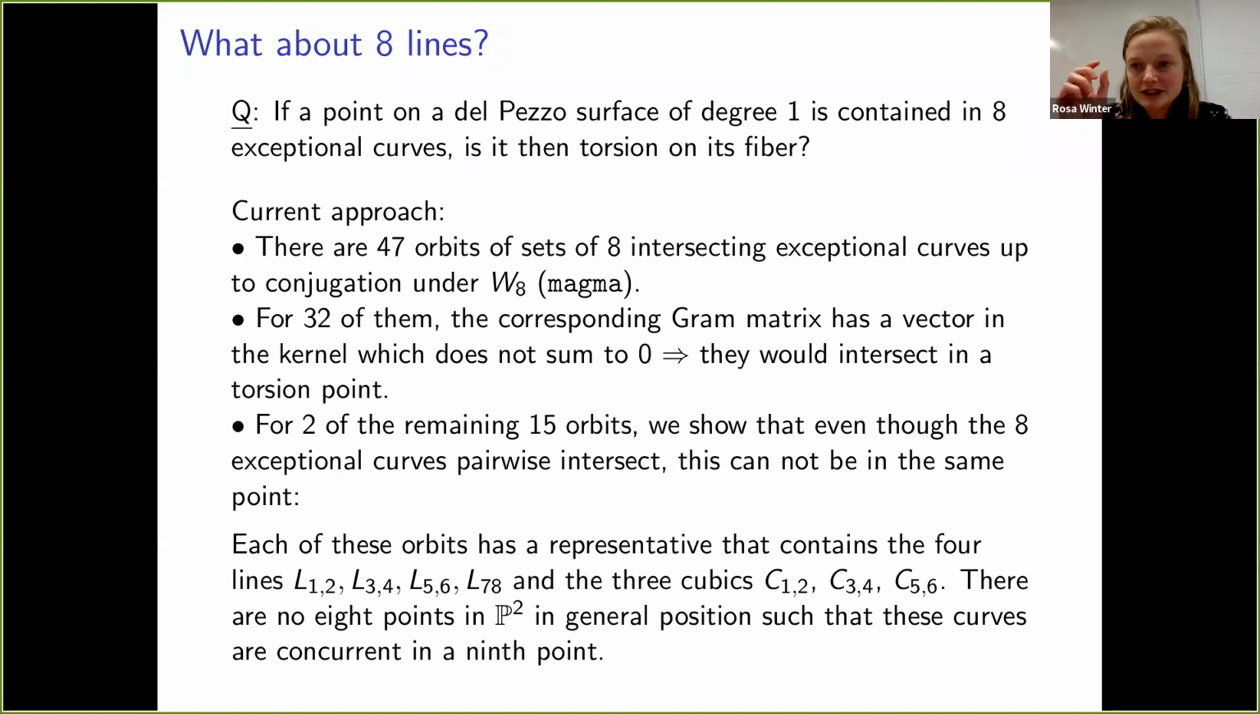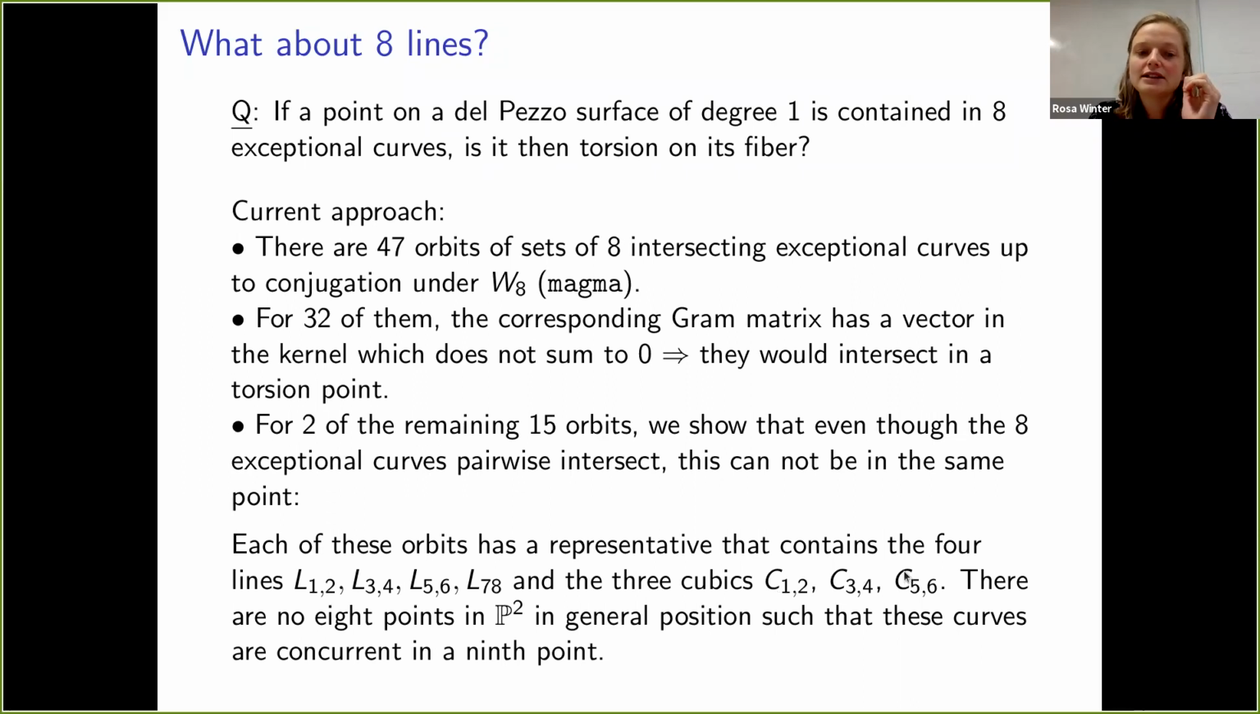we show that even though these are sets of pairwise intersecting exceptional curves, these 8 curves could never go through the same point. So they all pairwise intersect, but they cannot go through the same point on a Halphen surface. For the following reason, each of these orbits has a representative, so a set of 8 exceptional curves that contains these 4 lines. So these are again the lines through points 1 and 2, and 3 and 4, etc. These are the 8 points that you blow up, and you have these 4 lines and the 3 cubics, similarly defined as before, where this is the cubic through all 8 points except the second one, which is singular in the first one, etc.